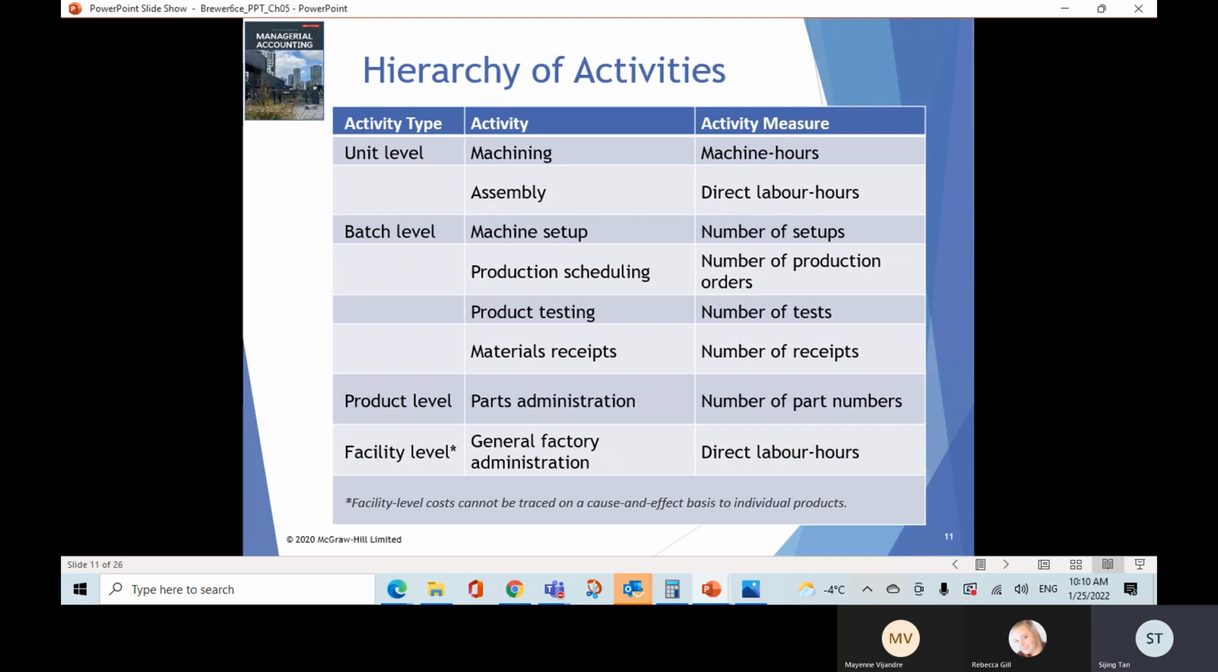Facility level activities are carried out regardless of which customers are served, which products are produced, how many batches are run, or how many units are made. For example, heating a factory and cleaning executive offices are facility level activities. So I want you to make sure which one belongs to which activity, because you will see those kinds of questions in your homework or quizzes.